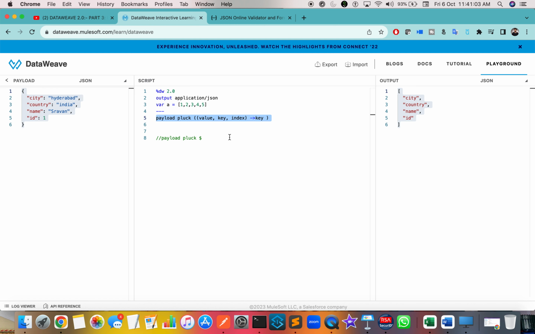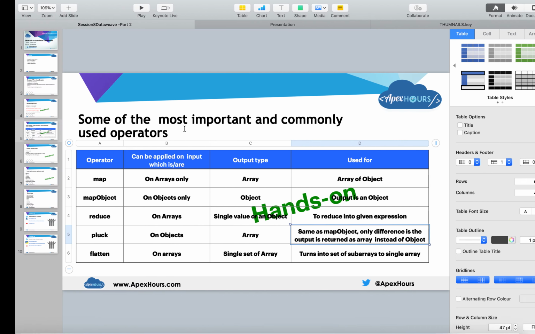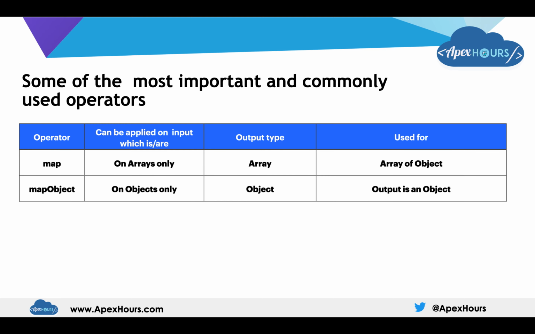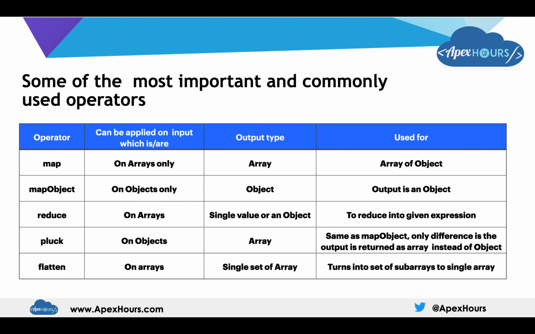So you have to know what is dollar, what is dollar dollar, and what is dollar dollar dollar. Just concentrate on the syntaxes. So coming back to this chart, we have discussed everything: map, map object, reduce, pluck and flatten. The map operator can be applied only on arrays. Map object can be applied only on objects, reduce on arrays, pluck on objects. You can take a screenshot of this.